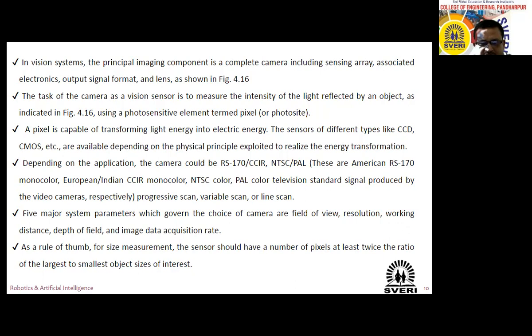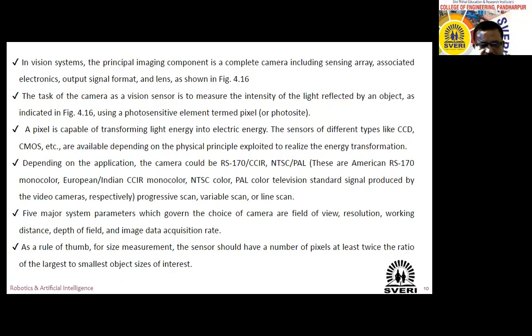Depending on the application, the camera should be RS-170/CCIR, NTSC/PAL. These are American RS-170 monocular, European/Indian CCIR monocular, NTSC color, PAL color television, standard signal produced by the video cameras respectively. Progressive scan, variable scan or line scan. These are nothing but different types of cameras. Progressive scan, variable scan, line scan or area scan. These we are going to see.